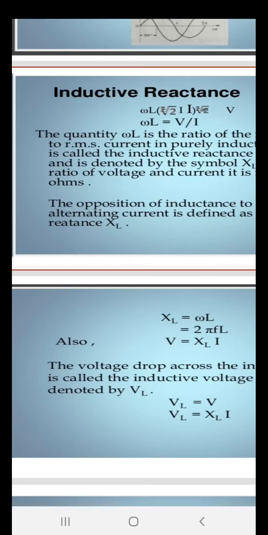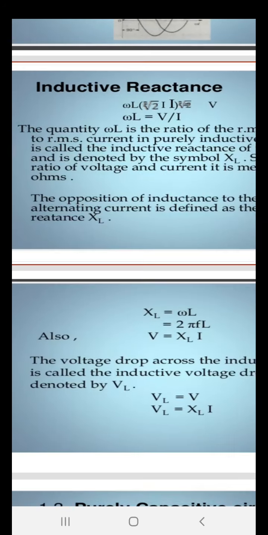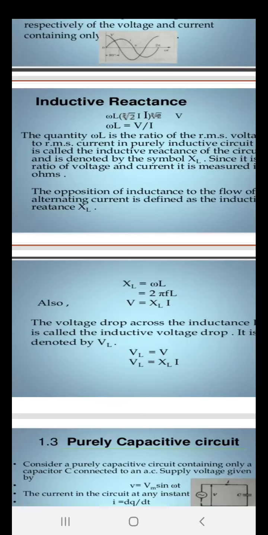Next point is inductive reactance. Inductive reactance means omega L. Omega L is equal to V by I, where V means voltage and I means current. The quantity omega L is the ratio of RMS value of voltage to RMS value of current. That is called inductive reactance.